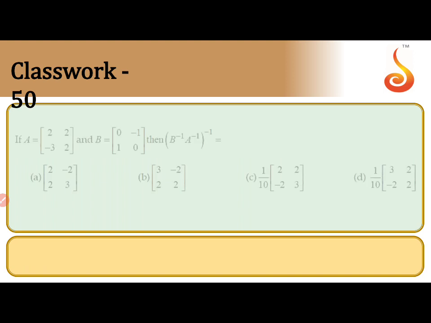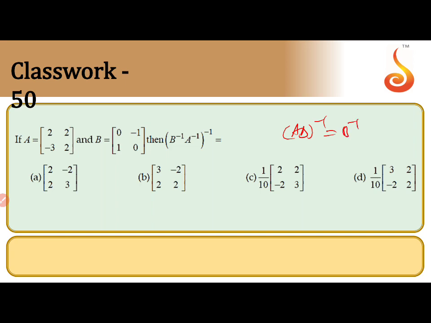Next, the last question. Here A equals [2, 2; minus 3, 2], B equals [0, minus 1; 1, 0]. We need (A inverse B inverse) whole inverse. We have the property that (AB) whole inverse follows the reverse law: B inverse, A inverse. Apply the same property here. (B inverse A inverse) whole inverse is (A inverse) whole inverse times (B inverse) whole inverse. A inverse whole inverse is A. B inverse whole inverse is B. So you have to multiply A and B.